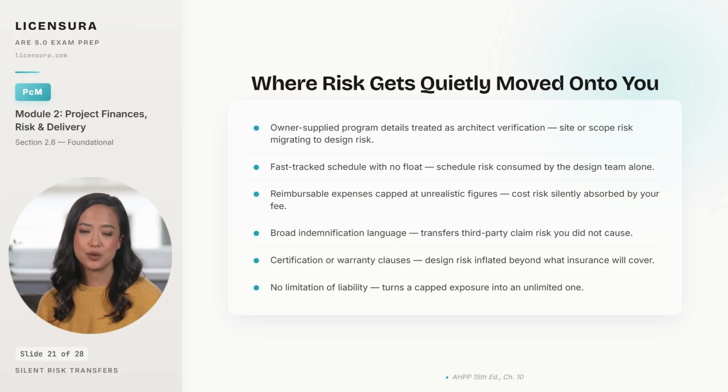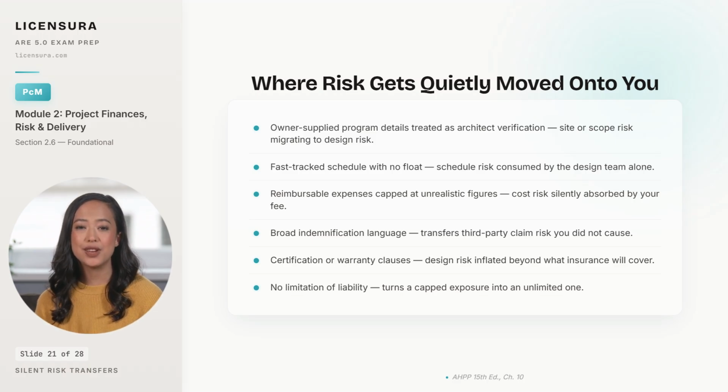Fast-track schedules with no float consume schedule risk before the project even begins, because there is nowhere in the timeline to absorb a code review comment or a long lead item delay. Reimbursable expense caps that are unrealistic mean you eat the overage out of the fee, which is cost risk you accepted without a contingency. Broad indemnification turns you into the insurer for claims you did not even cause, transferring third-party risk onto your policy and sometimes beyond what your policy will cover.